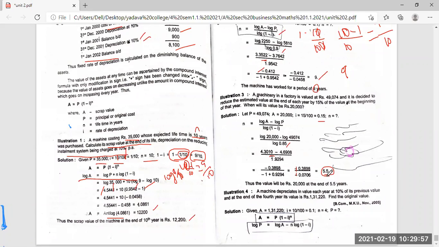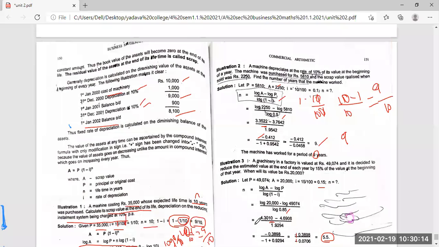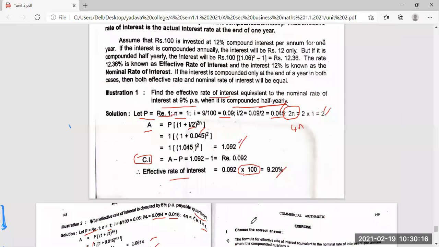Okay, so I'll post this illustration 4 and illustration 5. If anyone is having the book, you can take illustration 4 and illustration 5 as the homework problem. Okay, shall we move on to the next topic, discount.